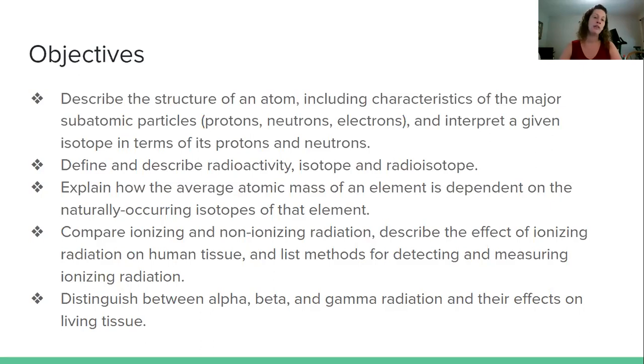living tissue. And then in part B, you're going to be working a little bit more on the different types of radiation as well. And for part C, you're going to be working on a little bit of background radiation information.